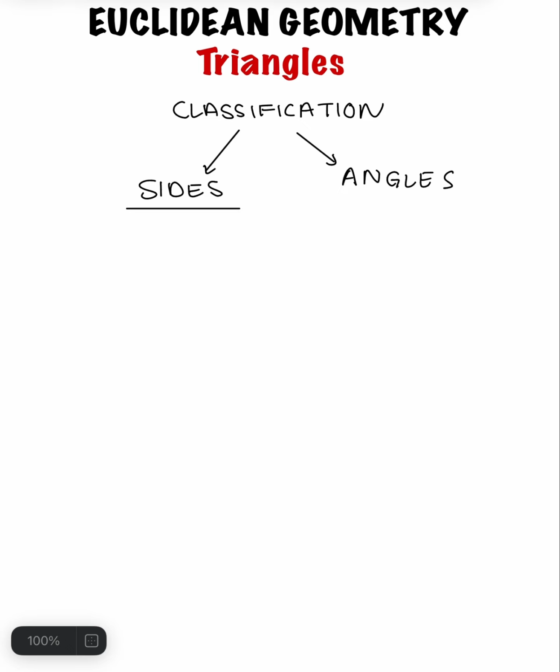We can have three different kinds of triangles depending on their sides. The first one we're going to look at is when all sides are different lengths, which means no side is equal to another side, so there are no equal sides in this type of triangle.